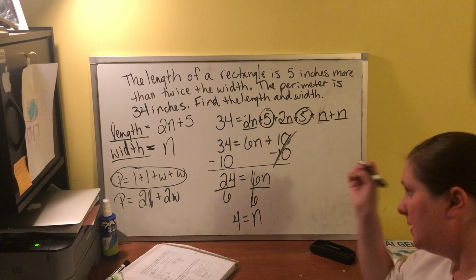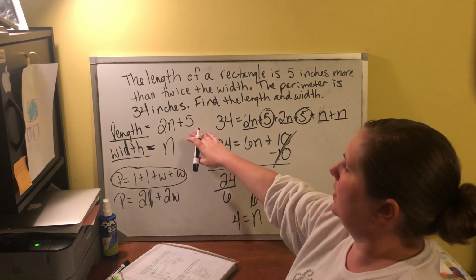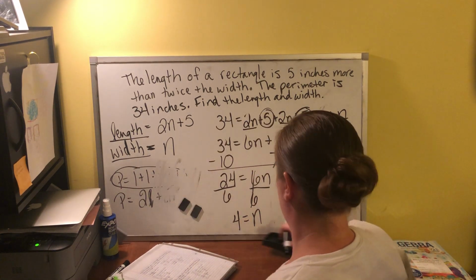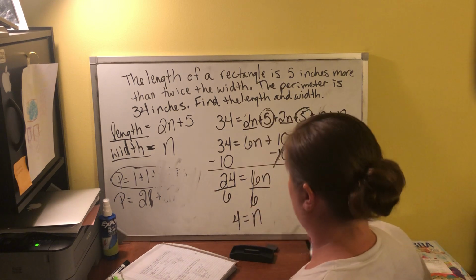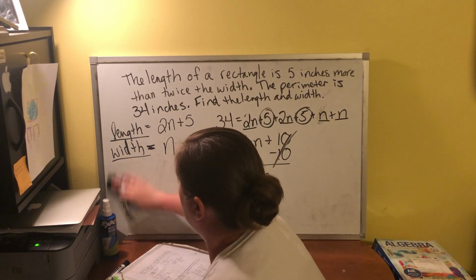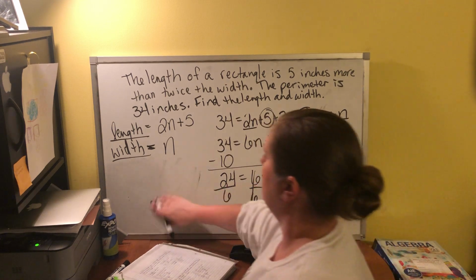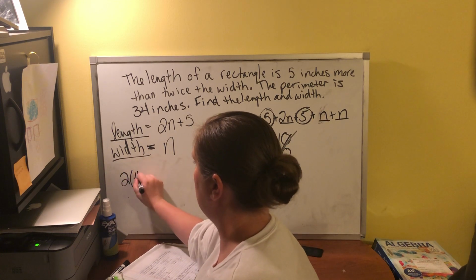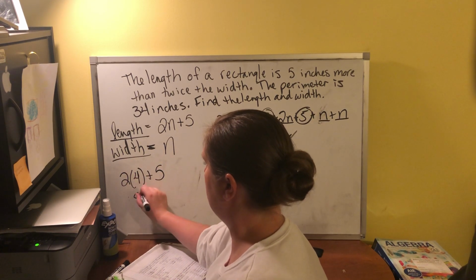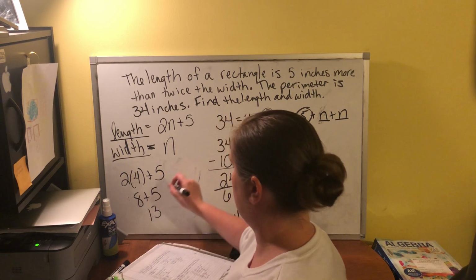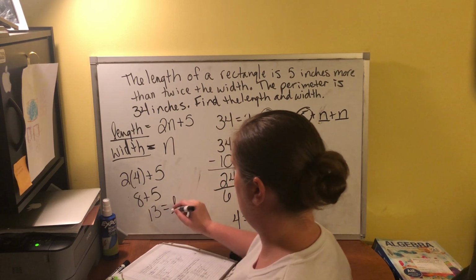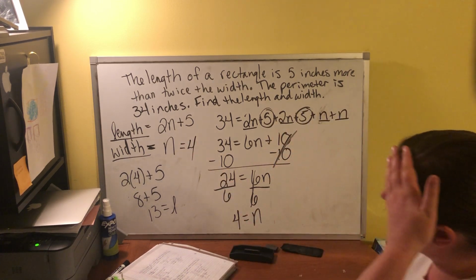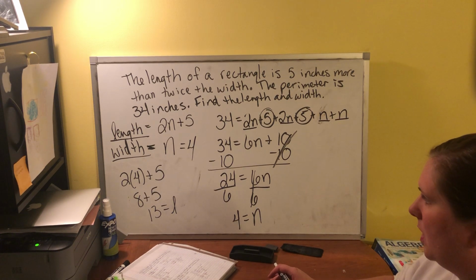We have to substitute this into the length and the width, okay? So we can go ahead and see my whole eraser just completely fell apart. All right, I'm going to have to get a new one. Okay, so we can substitute in for the length. We know that n is 4. So 2 times 4 plus 5. Well, 2 times 4 is 8 plus 5 gives us 13. So the length is 13. Well, the width is just whatever n is. n is 4. So there's your answer for your width, okay?